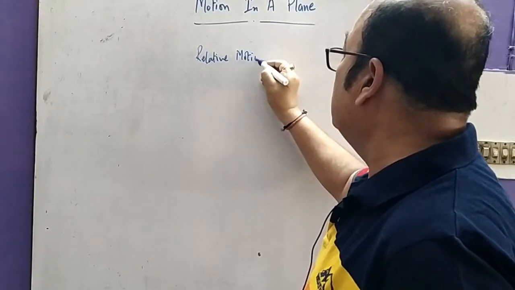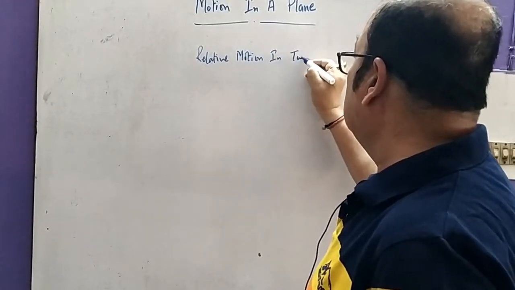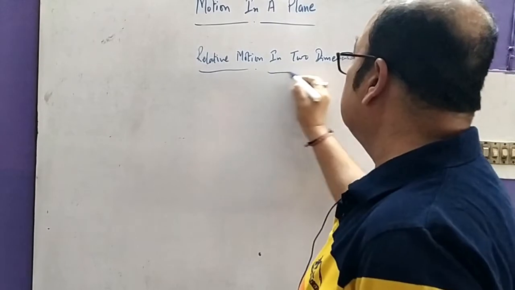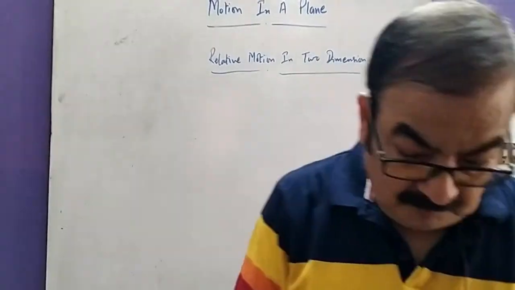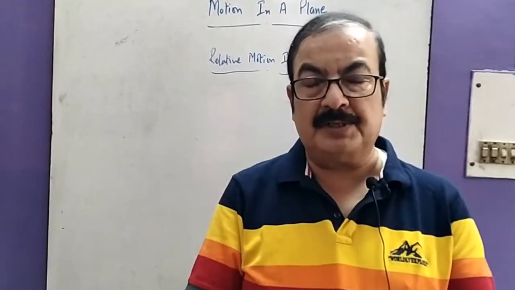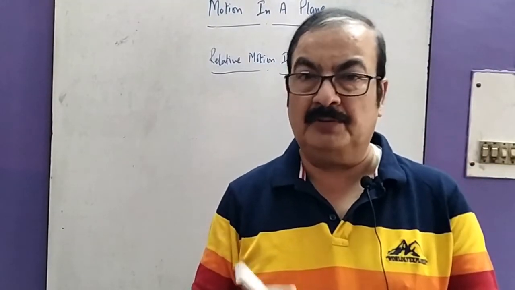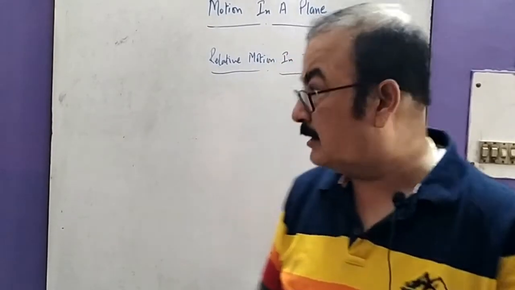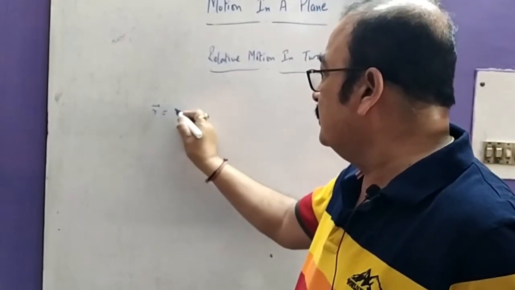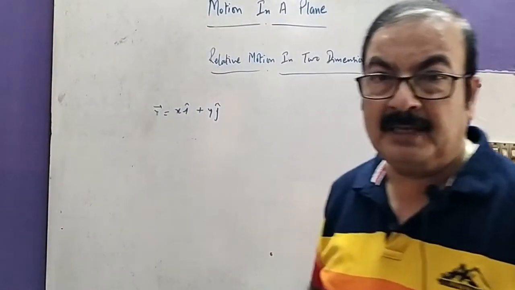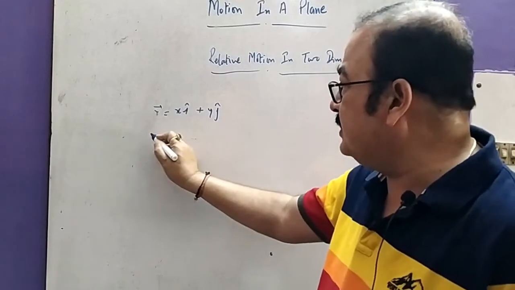Relative motion in two dimensions. Before we discuss relative motion in two dimensions, I must at least tell you that the way by which we have just determined the position vector of any point in two dimensions, that was r equal to xi plus yj. Clear? In that way, we can also determine the instantaneous velocity.